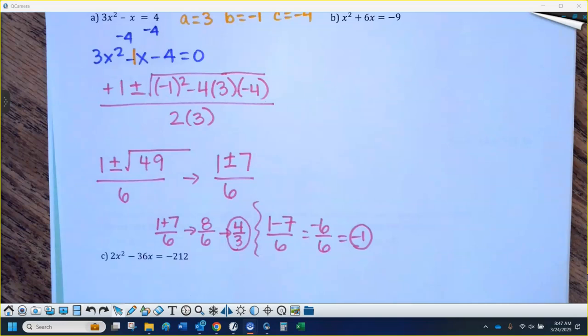If you plug those back into the original, it should make both sides of the equation equal. Does anybody have a question? Okay.